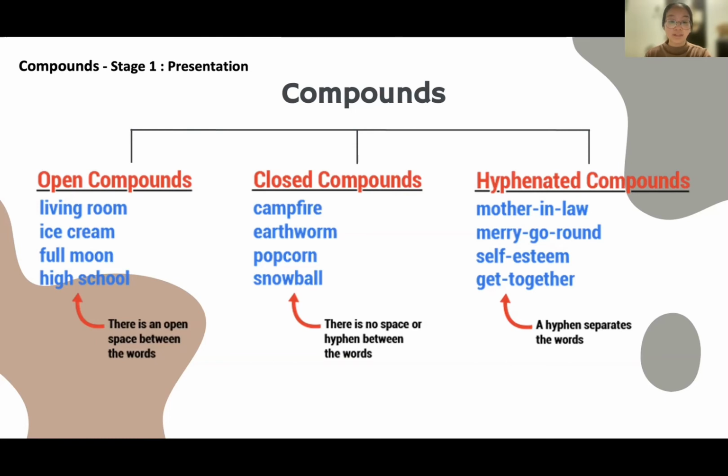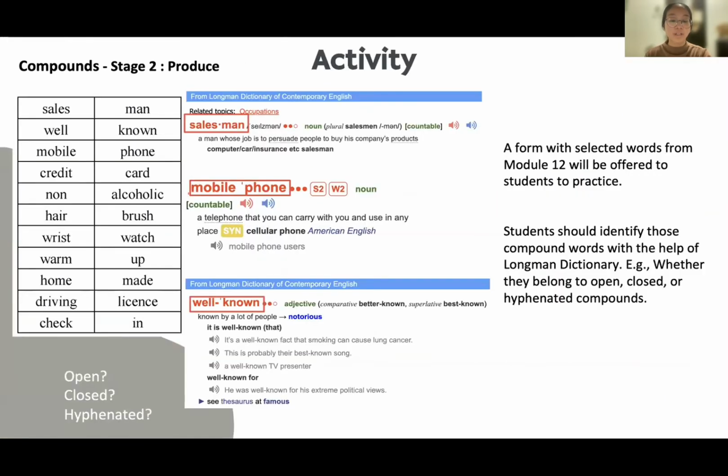Next, when it comes to the activity, a form with selected words from Module 12 will be offered to students to practice, as the picture shows below. Students are supposed to identify those compound words with the help of the Longman Dictionary, whether they belong to open, closed, or hyphenated compounds. Examples are shown on the right side, but besides, they need to find out the relationships between the types of compounds and their word class or meaning change. For example, whether most hyphenated compounds are adjectives or the meaning of a closed compound is tighter than the open one. After that, they can discuss their own findings.